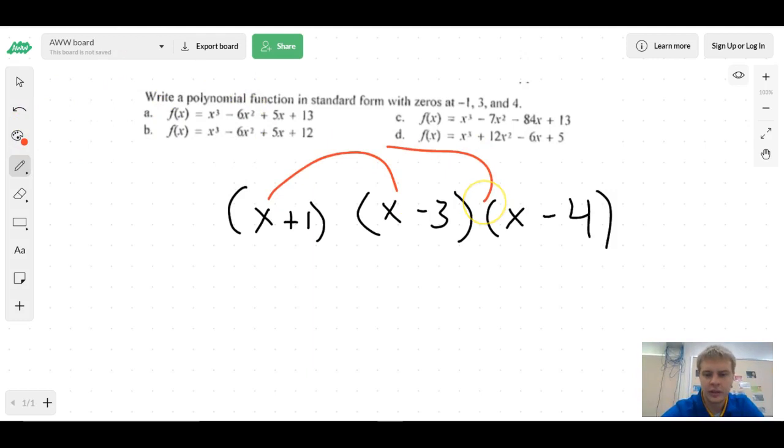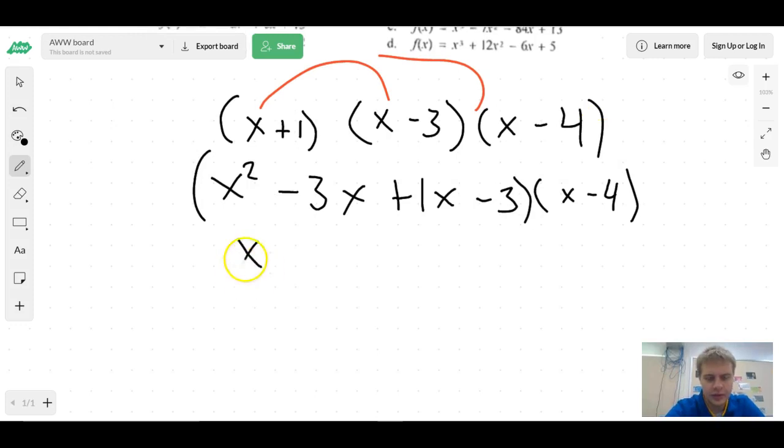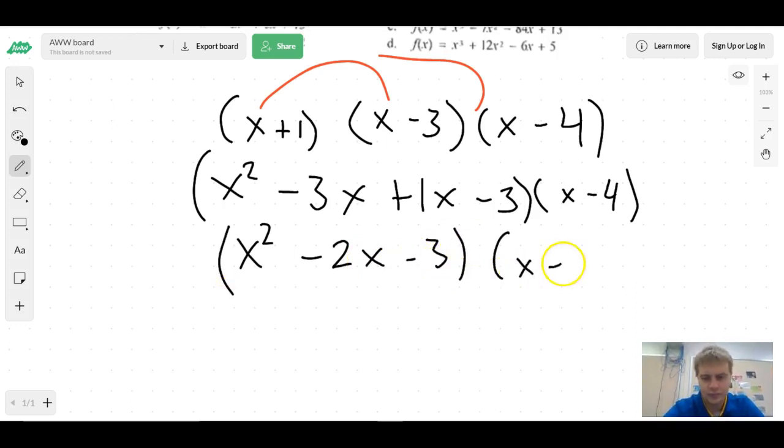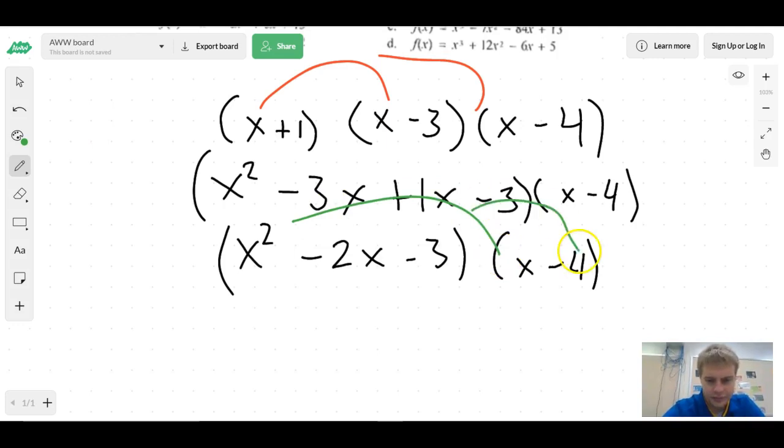This will go to here and here, which will give me x squared minus 3x plus 1x minus 3. That would give you x squared minus 2x minus 3. Now we're going to distribute again. So that's going to go there and there. This is going to go here and here. And that's going to go here and here. So let's distribute through one more time.